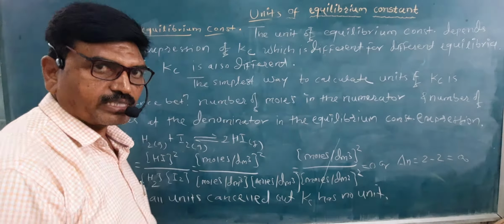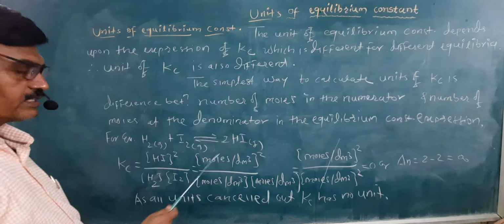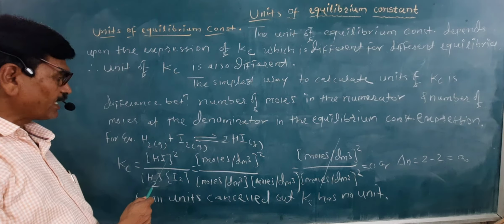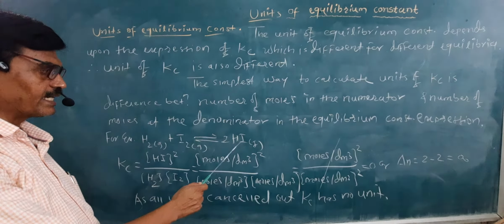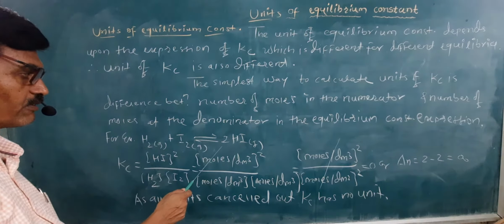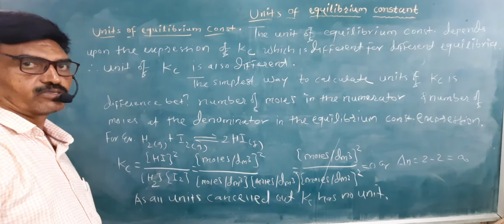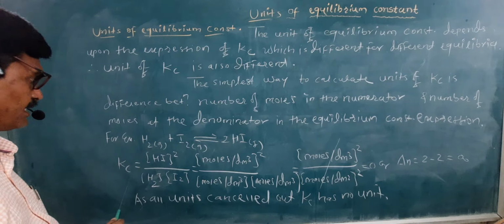We will study this with the help of one example. Let us consider a simple example: H2 gaseous plus I2 gaseous gives 2HI gaseous. We know how to write the equilibrium constant expression. That is important. So how is Kc written?